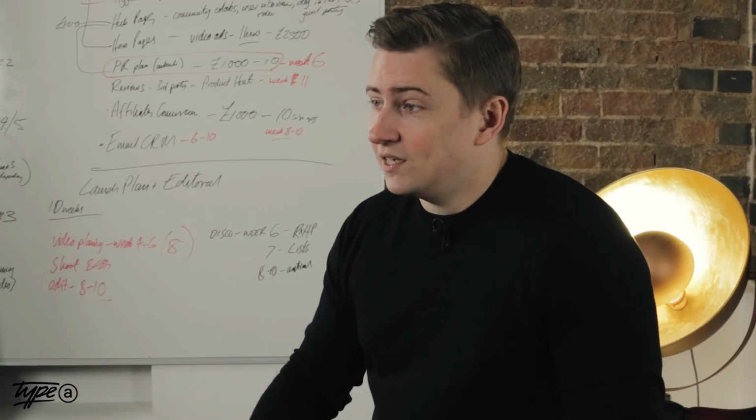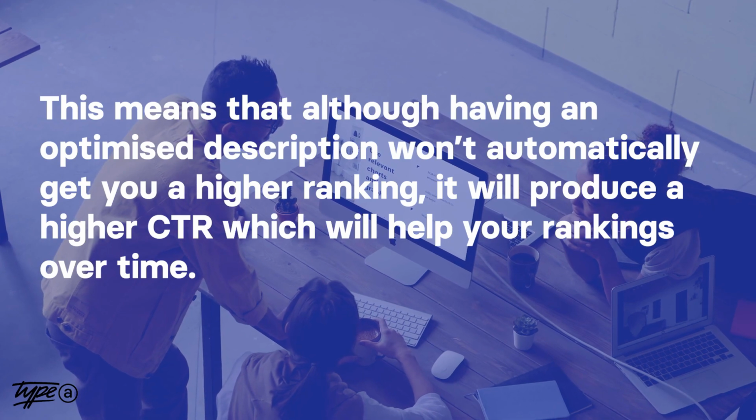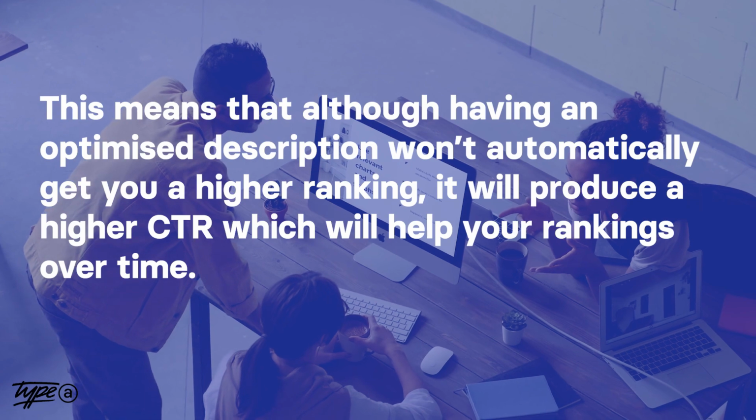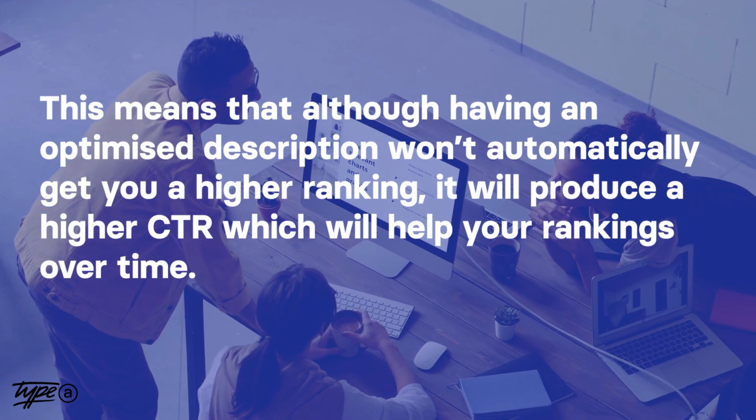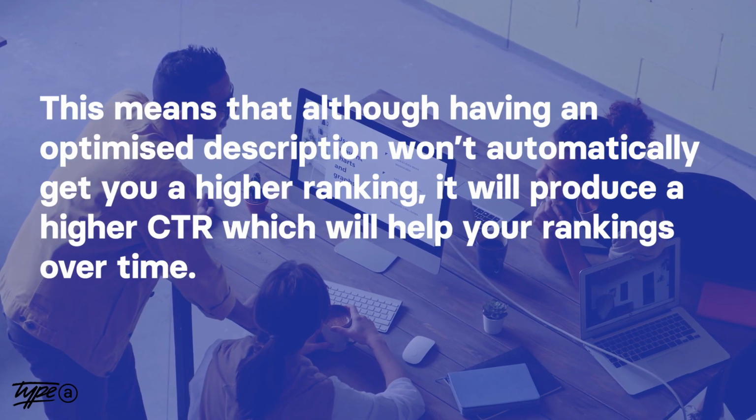So the meta description is an indirect ranking factor. This means that although having an optimized description won't automatically get you a higher ranking, it will produce a higher click-through rate, and a high click-through rate is a signal that helps Google understand that you should be ranked higher over time.